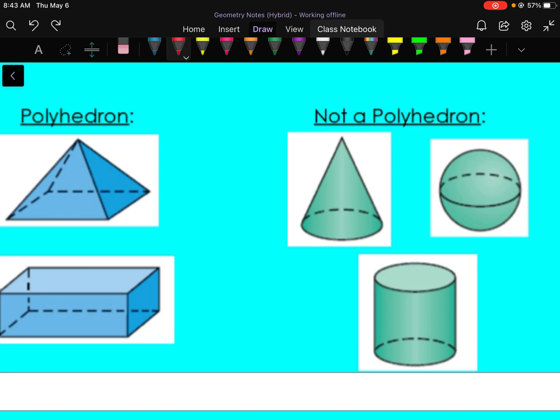Same thing here with a sphere. There's no flat sides making up that shape. And then same thing here with the cylinder. We have the circular bases, which are not polygons.